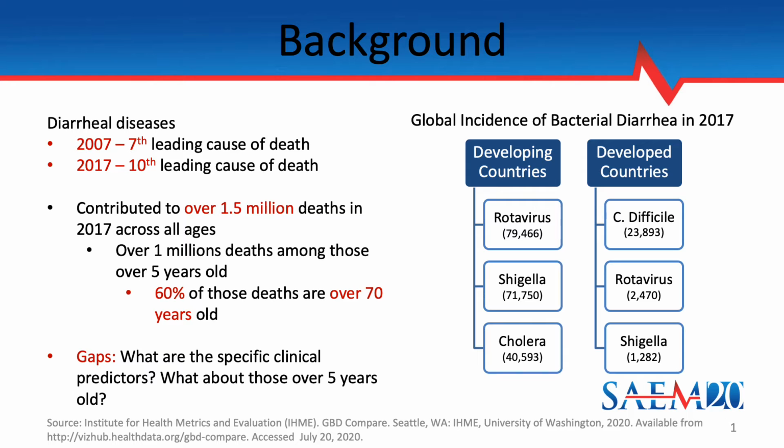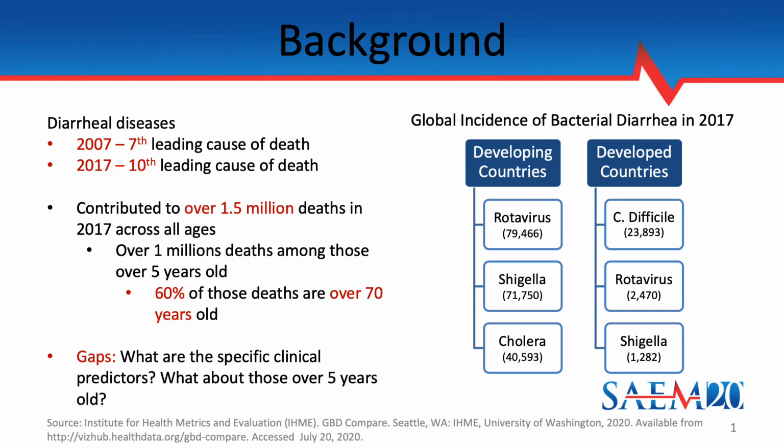There have been significant advancements in the treatment of diarrheal diseases over the past 10 years, with diarrheal diseases going from being the 7th leading cause of death in 2007 to being the 10th leading cause of death in 2017. Nonetheless, diarrheal diseases contributed to over 1.5 million deaths in 2017 across all ages, with over 1 million deaths among those over 5 years old, and 60.2% of those deaths were among the elderly population.